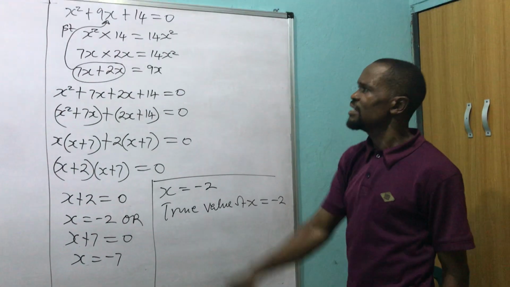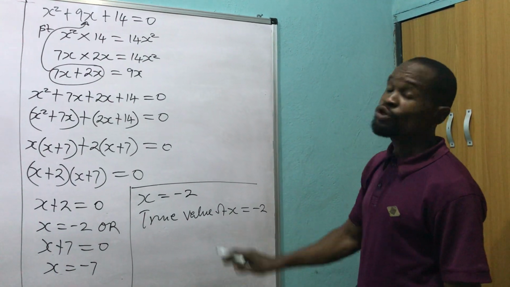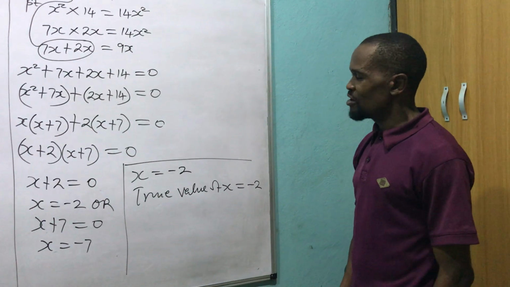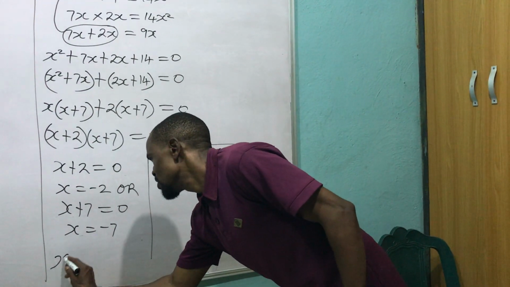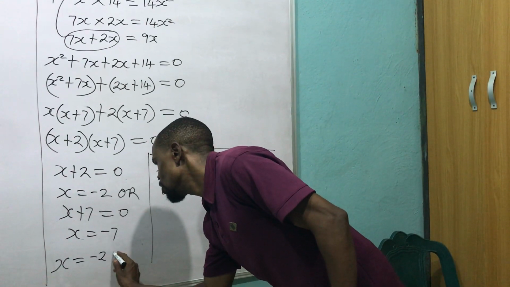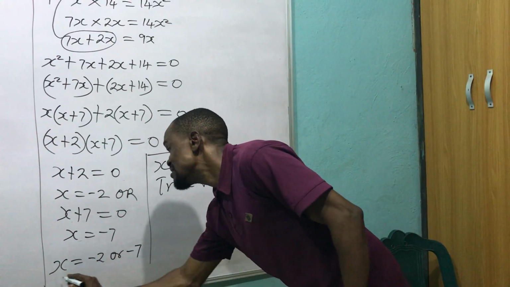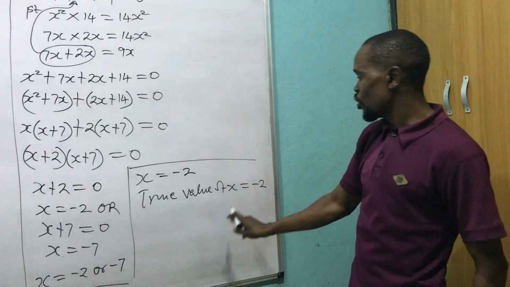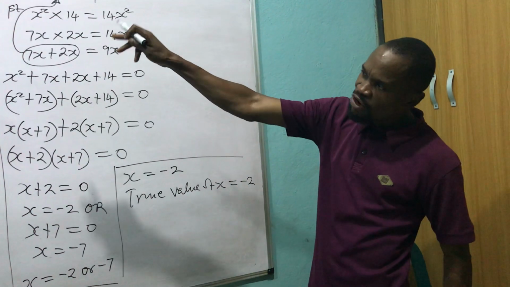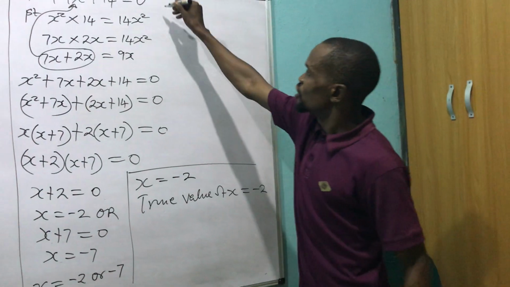If you put it back in the equation given to us, you will be able to get the real answer. Are you getting what I'm saying? So this is our answer. Our answer is that x is equal to minus 2 or minus 7. But the real value of x that satisfies that question is what? Minus 2. The real value of x that satisfies that question is minus 2.